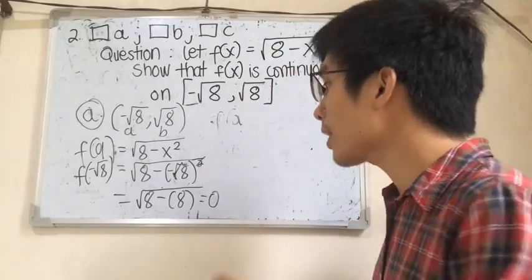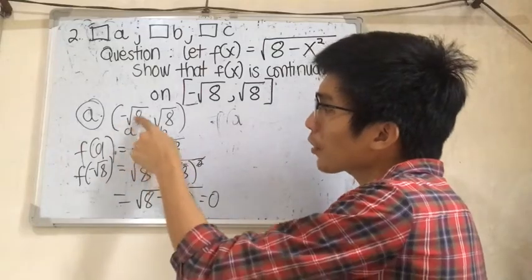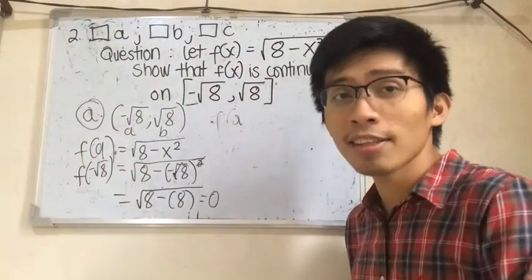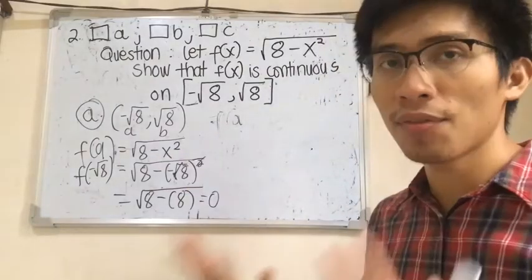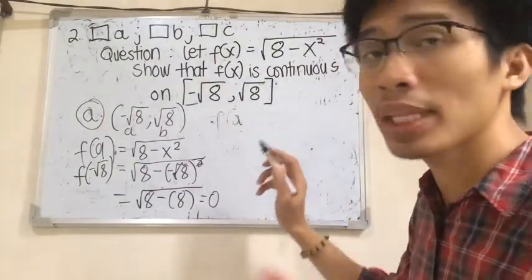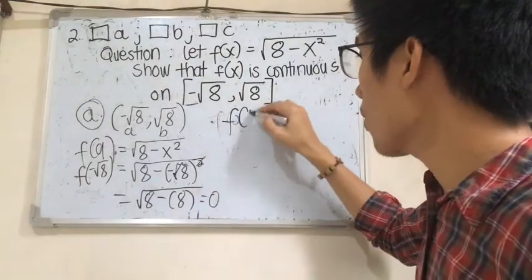Question, is negative square root of 8 defined in this function? Yes, it's defined at 0, meaning the least value is defined. Let's try the greatest value, that is f of b.